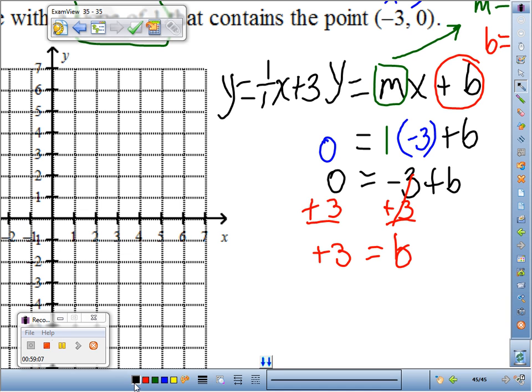So here we go. Circle your 3. Plot your point. And use the slope: 1 up, 1 to the right, 1 up, 1 to the right, and keep repeating. And you graph your line. Are we good? Okay, let's do one more of these.